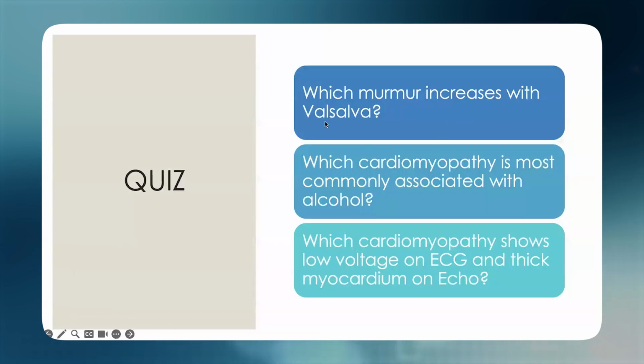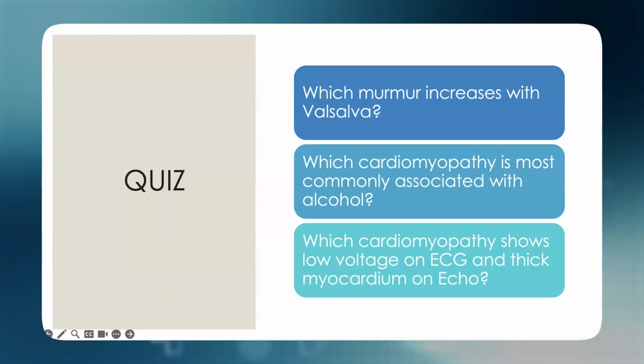So I'll move on. If somebody wants to answer, they can answer. So which murmur increases with Valsalva? We had read a little about dynamic auscultation in the first class. Anybody want to answer? Hypertrophic cardiomyopathy. Yeah. Any other murmur do you remember? This is related to cardiomyopathy, so HCM is the correct answer. Any other cause which increases with Valsalva? Can you remember? Anybody? You can write it down in the chat as well if you remember. So HCM for the first question is the correct answer.